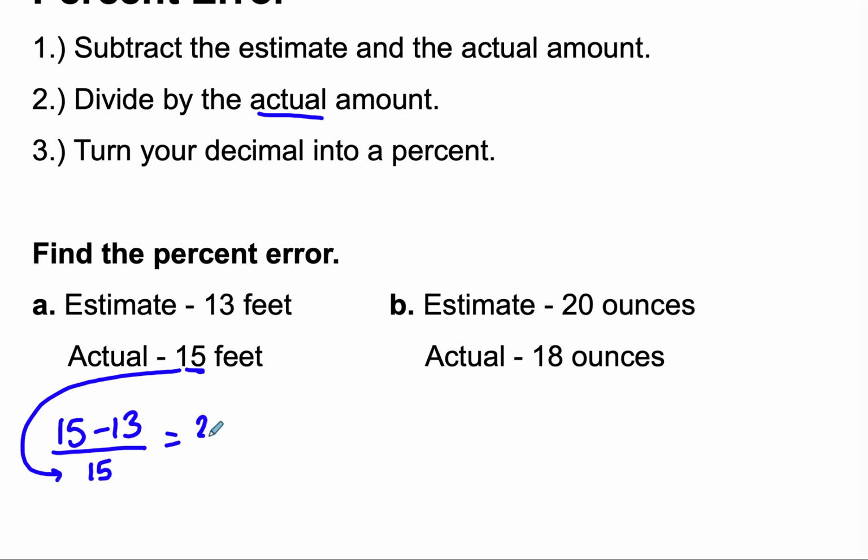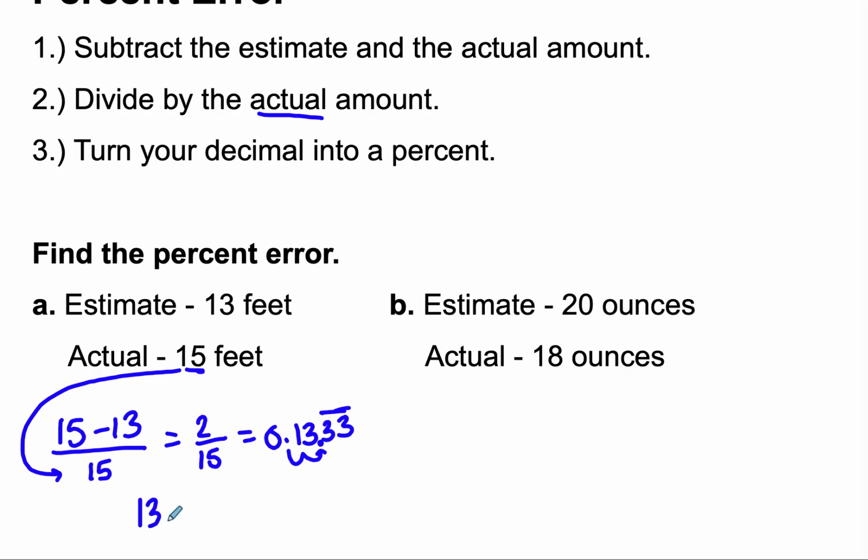15 minus 13 is 2. Then I'm going to do 2 divided by 15. So 2 divided by 15 gives me 0.1333. Let's see, it did not say to round. And so 3 repeating. So I'm going to move my decimal 2 places over. And since it didn't say to round, I'm just going to keep that as repeating decimals.